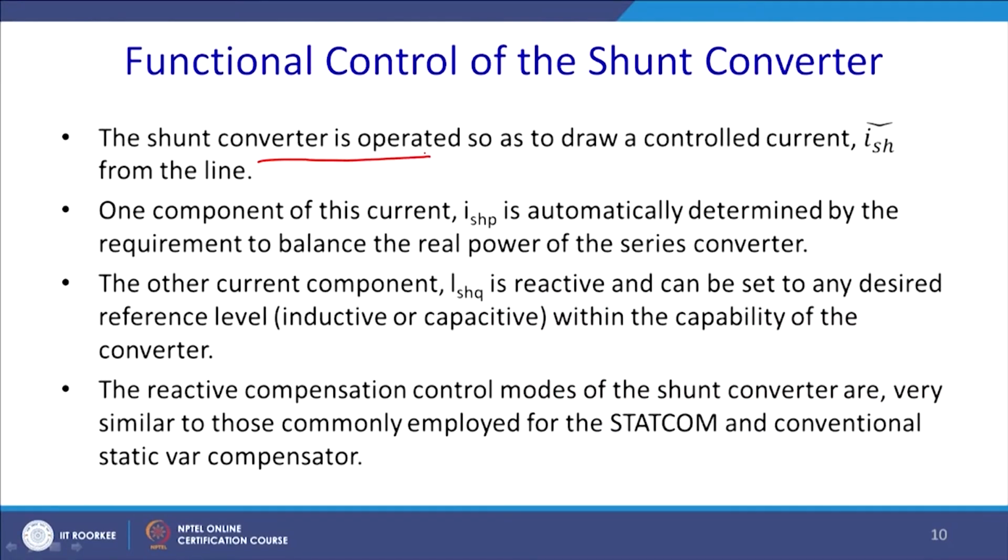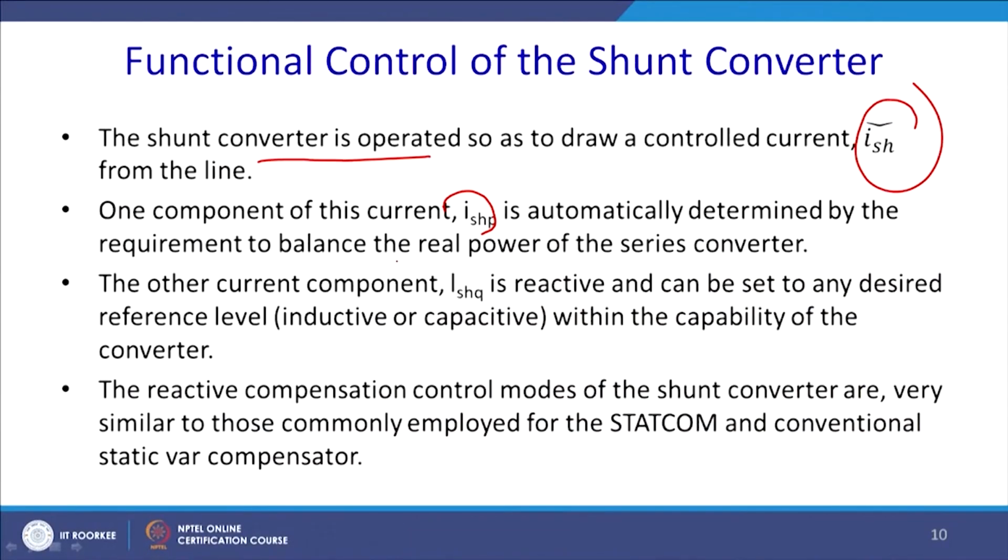From this understanding, we can say that the shunt converter is operating so as to draw a controlled current ISH from the line. It has two components; mainly it is a reactive power component of the current that is being provided. The real component of this current ISH is automatically determined by the requirement of the balanced real power of the series converter. The other current, ISHQ, is the reactive component of the load current, and can be set to any desired reference level, inductive or capacitive, within the capability of the converter.